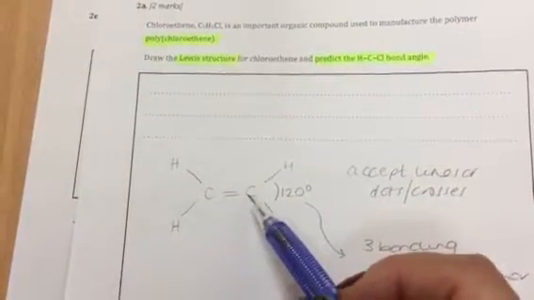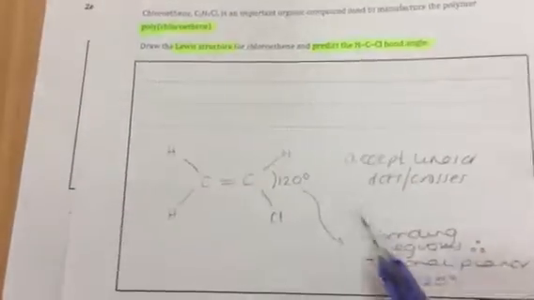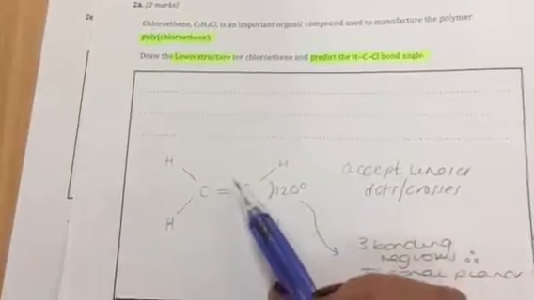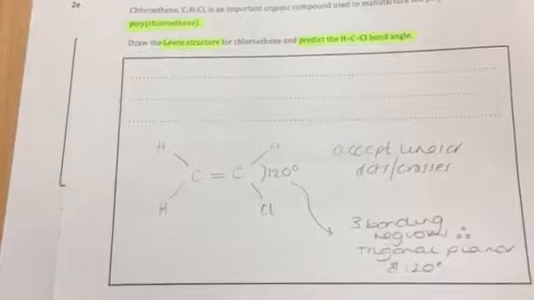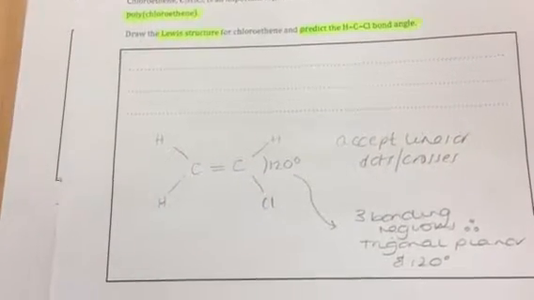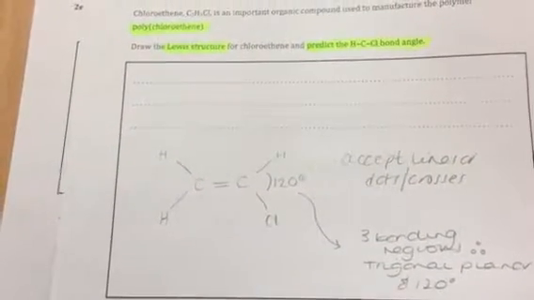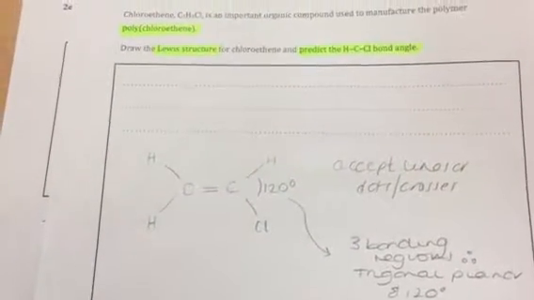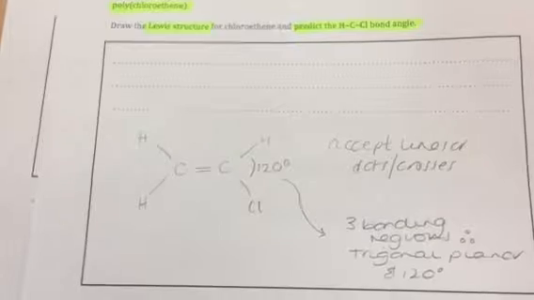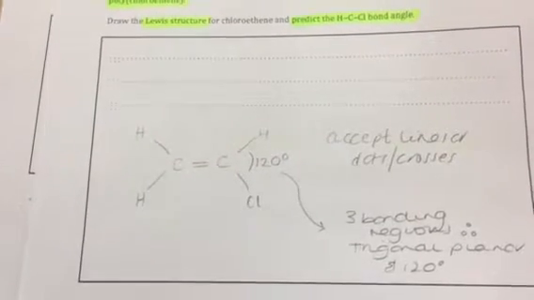Then what you need to consider is how many bonding regions you have. So you've got 3 bonding regions, one here, and one here. Yes, you have got a double bond, so yes, you have got 4 bonds, but you've only got 3 bonding regions because the double bond is locked into position. Those 2 bonds can't separate from each other. Therefore, you have got a 120-degree bond angle. If you ask for a shape, it would be trigonal planar.